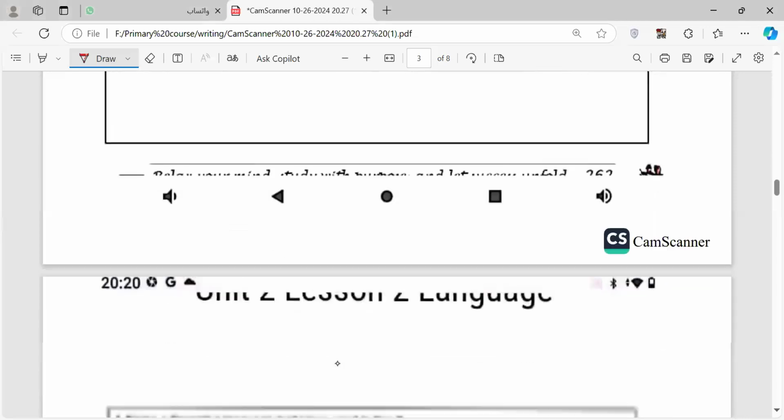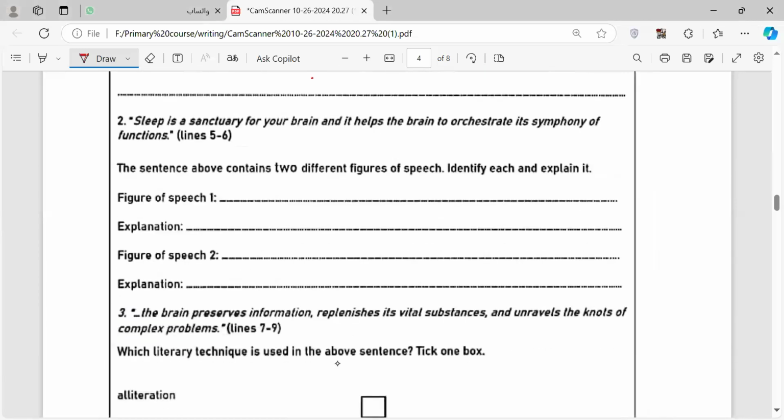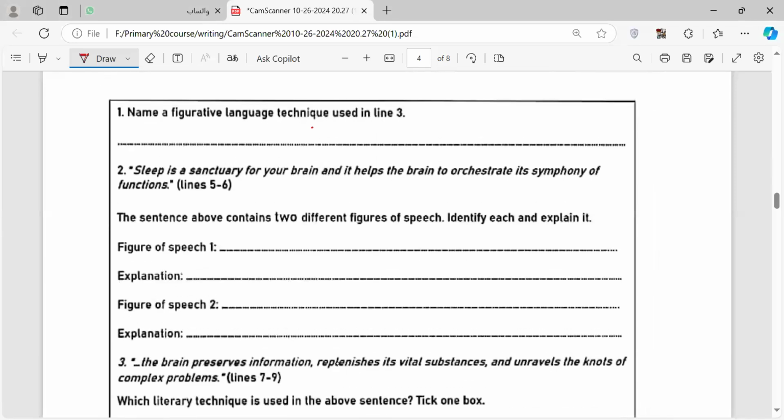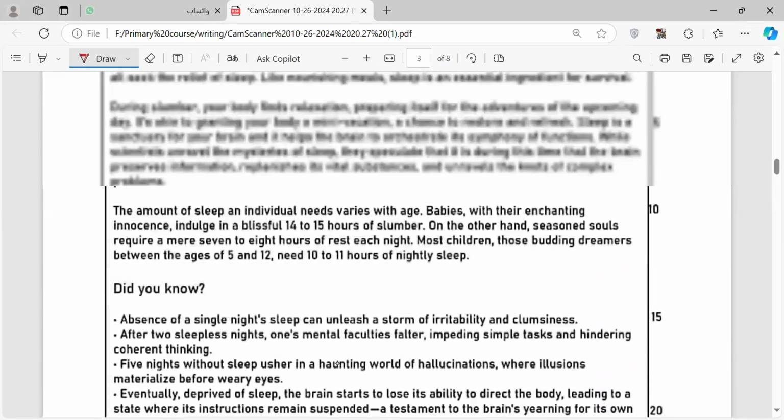So let's go to the questions here. Question 1 says, name a figurative language technique used in line 3. We want to go to line 3, then recognize what the figurative language is. The question is asking me about the figurative language. So let's go back here. Where is line 3?